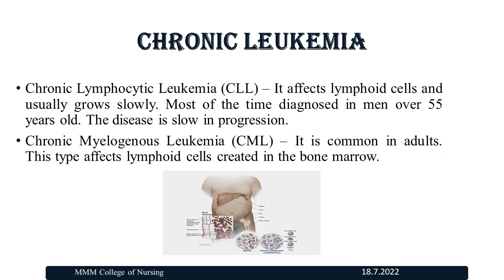Now we'll see further explanation of chronic leukemia. What is CLL? CLL means chronic lymphocytic leukemia. It affects lymphoid cells and usually grows slowly. Most of the time it is diagnosed in men around 55 years old. This is a slow progression disease. The other one is CML, chronic myelogenous leukemia. It is most commonly seen in adults. This will affect the myeloid cells in the bone marrow.